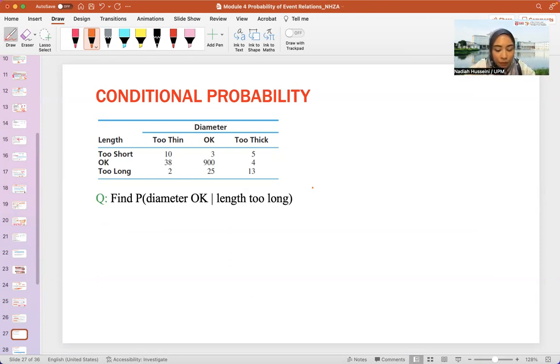Length. Okay, why length? Doctor, is it length because it has the largest number? No. Because length is our sample space now.